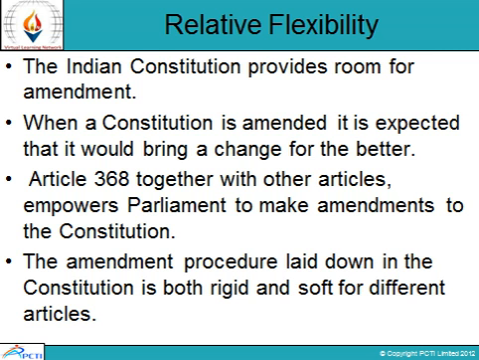Next, coming towards the relative flexibility. The Constitution provides room for amendments. When a constitution is amended, it is expected that it would bring a change for the better. Article 368, together with other articles, empowers Parliament to make amendments to the Constitution. The amendment procedure laid down in the Constitution is both rigid and soft for different articles.